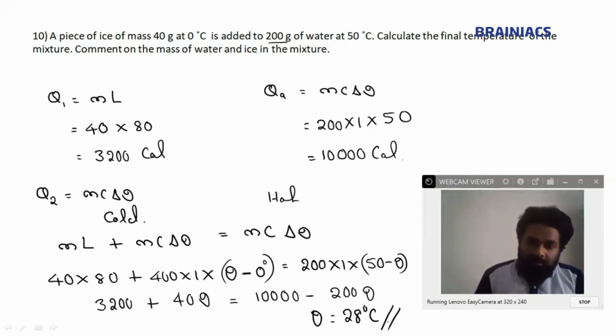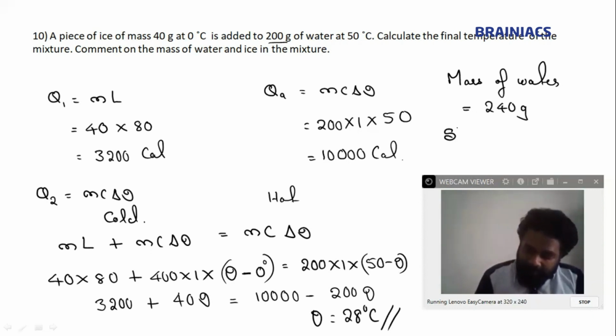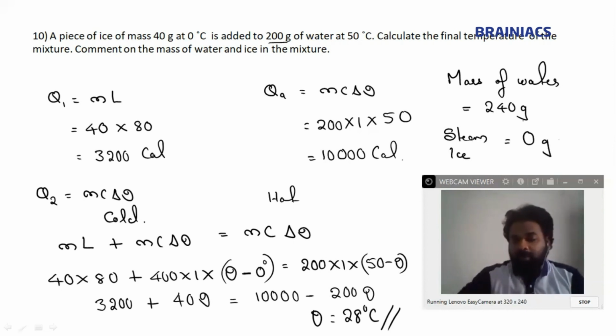And what all conversion will happen? This will be full water. So mass of water of this complete combination is going to be 240 gram. Steam, ice, all this will become 0 gram. Entire thing will be converted into water.